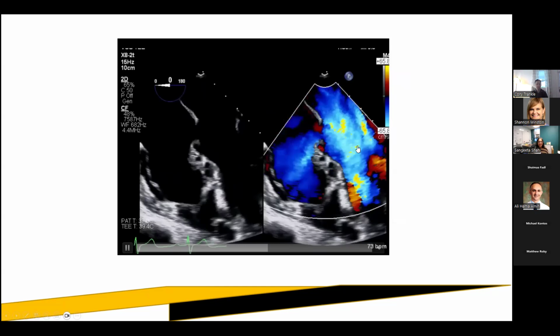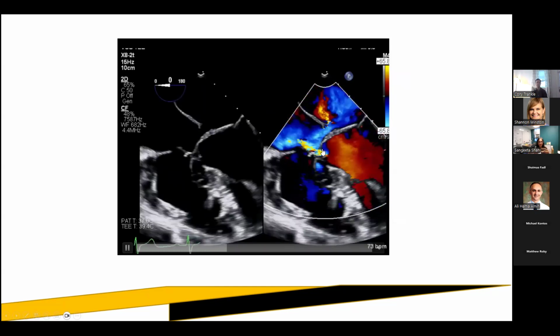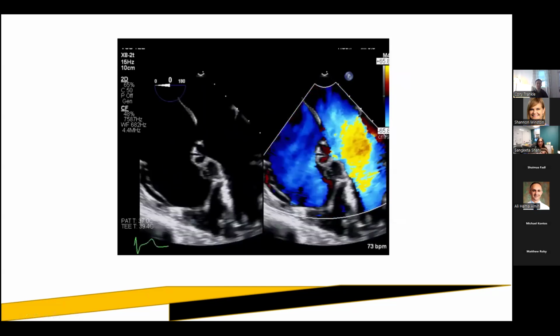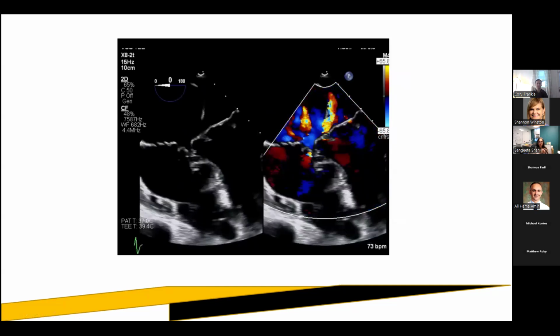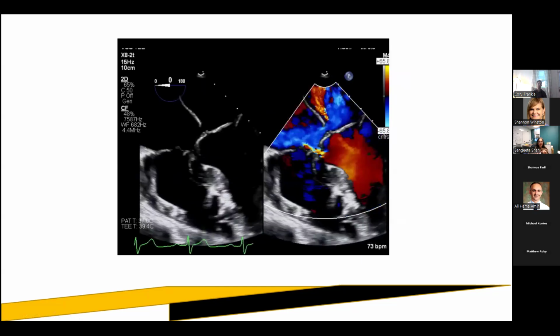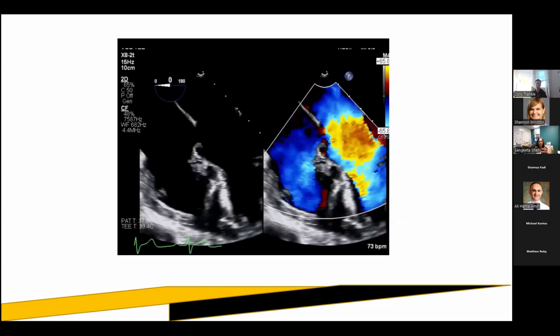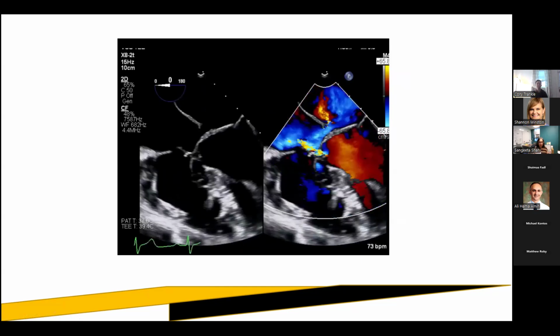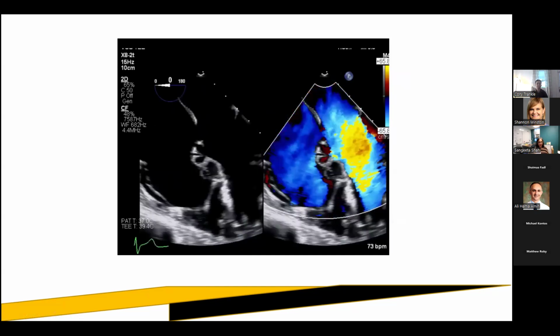And the reason that I show that is because I want to illustrate that this is one AV valve. So in congenital heart disease we generally will call this a left-sided AV valve and a right-sided AV valve. They haven't formed into the morphologic mitral valve or tricuspid valve at this point.